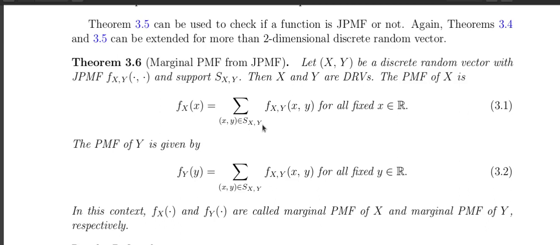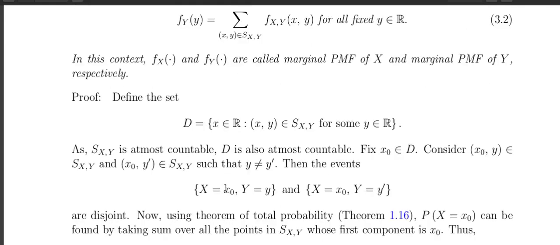Clear? Similarly, for Y also I can find out, for fixed small y, I need to take the sum over all possible points (x, y) such that (x, y) belongs to the support, where y is fixed as before. And if there is no point which belongs to this, then by convention we take the value of the summation to be 0. The proof is straightforward and it is given here. I am not going into the proof. I am leaving it for you.